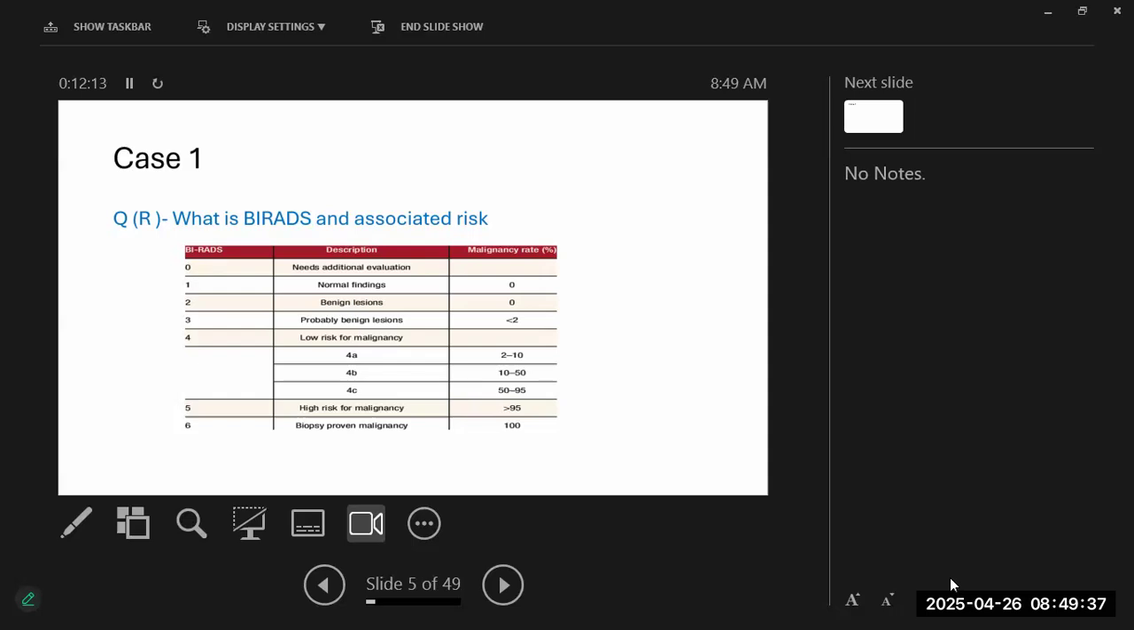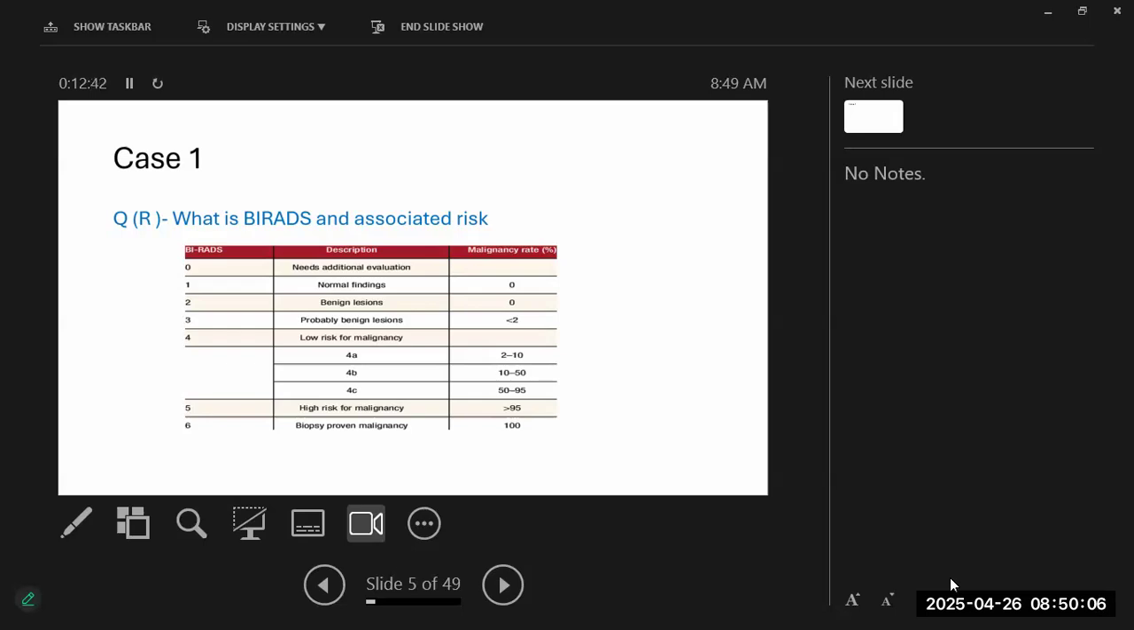So BI-RADS 0 is inconclusive. That needs additional evaluation. Let's say there is a dense breast where I think I'm seeing an abnormality and we don't have tomography. Or we have tomography. I looked on tomography also. Even then, I think there may be something, but I'm not quite sure. The patient has already gone. So I put a BI-RADS 0 and recall the patient for compression view. So that's a BI-RADS 0.